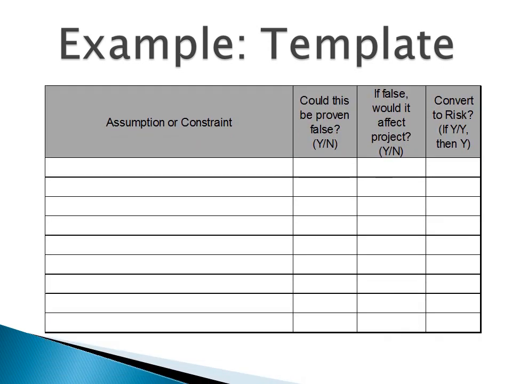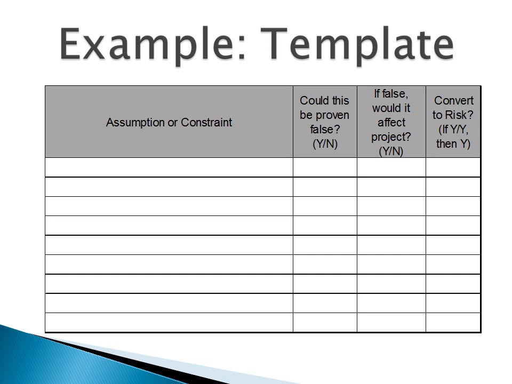Here is an example of an assumption and constraint analysis template. The first column contains the description of the assumption or constraint, Schmidt's Step 1. The next two columns contain questions that help to test and analyze the assumptions, Schmidt's Step 2. The last column is used to determine what is required in Schmidt's Step 3.